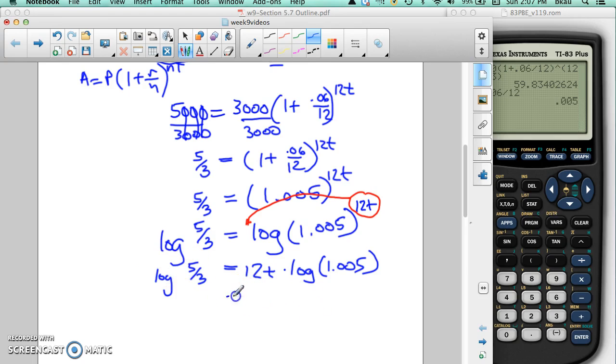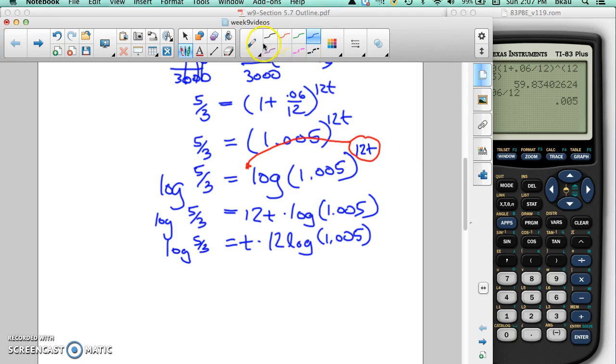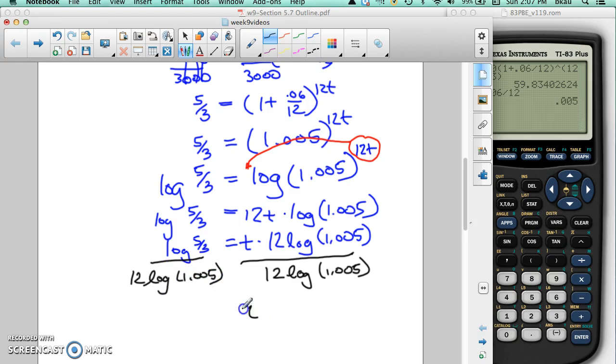Okay, so if I rewrite this just one more time, this is t times 12 log 1.005 equals log of 5/3. Now all I need to do is divide to solve this. I need to divide by 12 log 1.005. Now that's what t is going to equal.